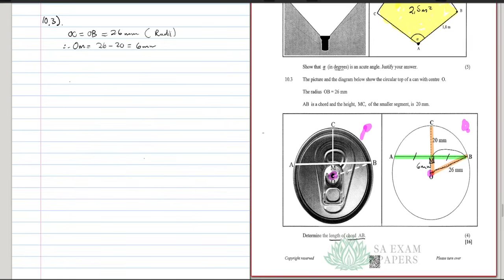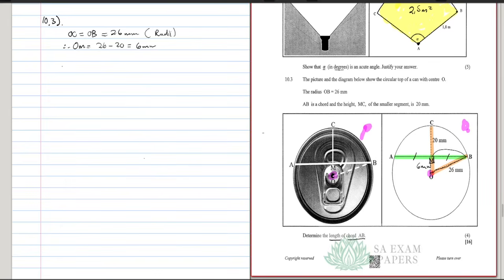Like I said, I feel like they forgot to mention that this is equal to that, so that we can conclude that angle OMB is 90 degrees and we can apply Pythagoras' theorem. Without that 90 degrees, we cannot apply Pythagoras. But for this problem, I'm going to take it as 90 degrees.